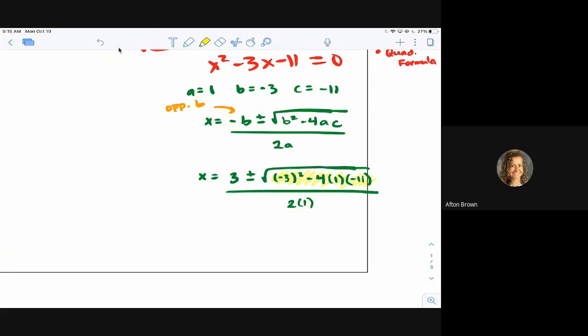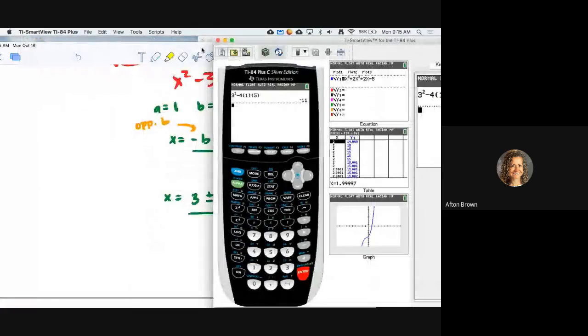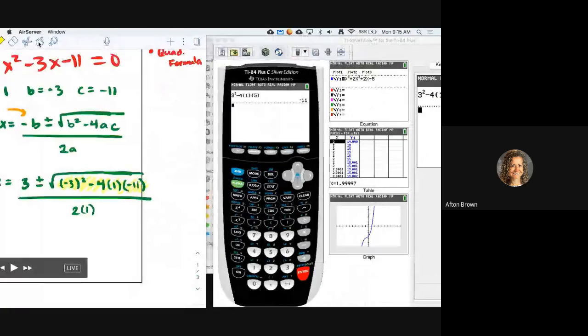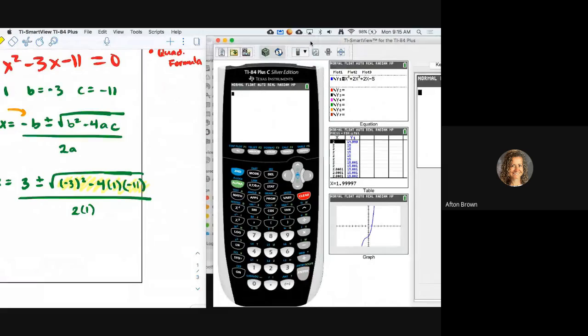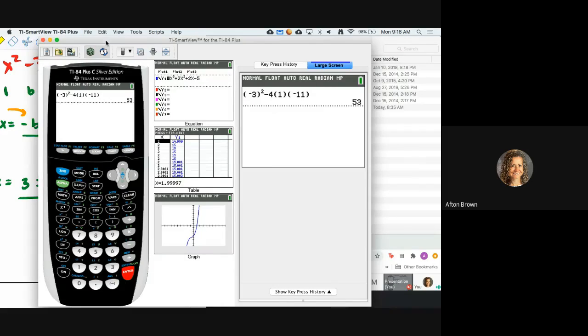Okay, when we type this in on our calculator, remember we type it in exactly as it looks on our paper. So I'm going to hit clear. Do not type in the square root. The -3 has to be in parentheses. If you don't put it in parentheses, you're going to get a different number. So -3 squared minus 4 times 1 with the parentheses, and then the parentheses around the -11. Sorry, I guess you can't see my screen. Does somebody agree with me? 53? Yes? Okay, thank you.